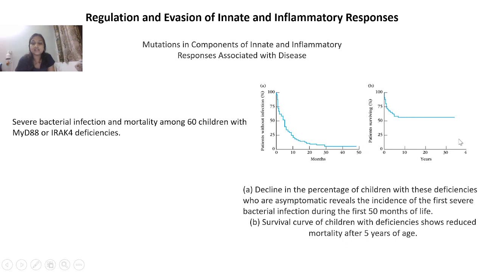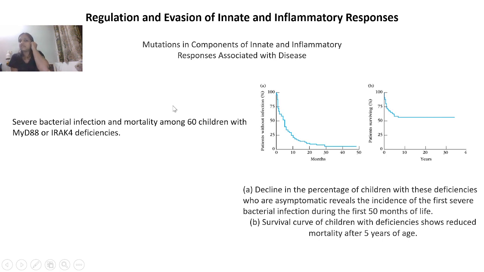Here is a survival curve of children with deficiencies of these proteins. You can see that with the increase in years, like 20 to 30 years, it has become saturated, but patient survival is gradually decreasing. After 5 years of age there is no change; the surviving percentage has become saturated. But before that, there is a decline in the survival rate of these children who have these deficiencies.